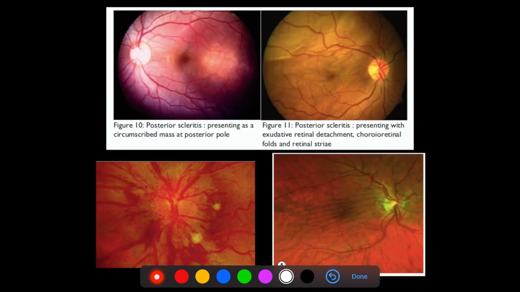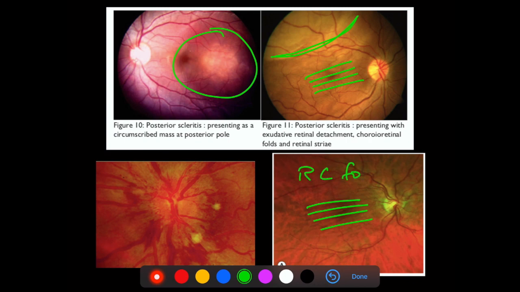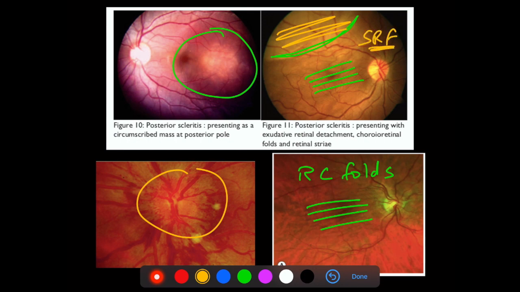Let's see the signs. You can see there's a variety of signs. It's like a kind of a masquerade. Now here you can see a circumscribed mass at the posterior pole in posterior scleritis. This looks like a choroidal melanoma or a choroidal mass, and you can see an exudative RD here with associated retinochoroidal folds. A very important finding in posterior scleritis is retinochoroidal folds, as already seen here. You have these chorioretinal folds there. Sometimes the patient can also have a disc edema like picture. Now this exudation, or subretinal fluid, can also be seen in the macula.